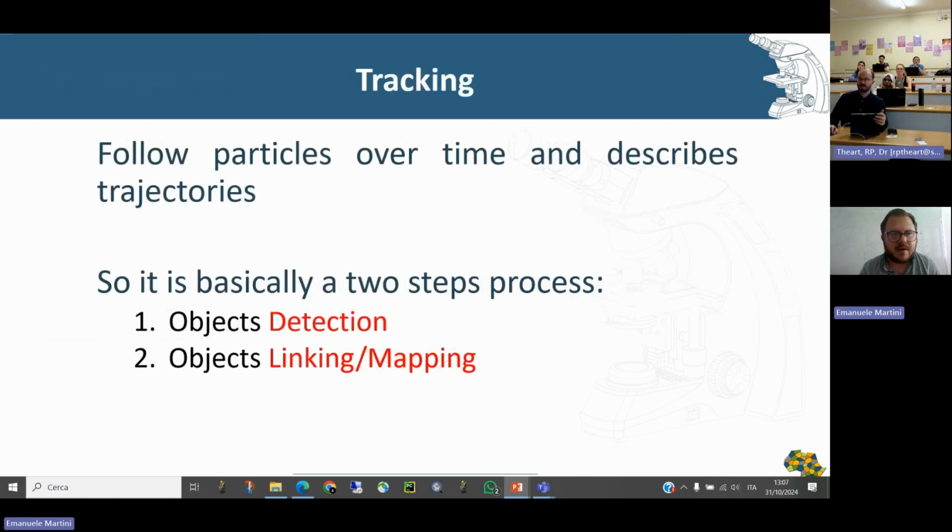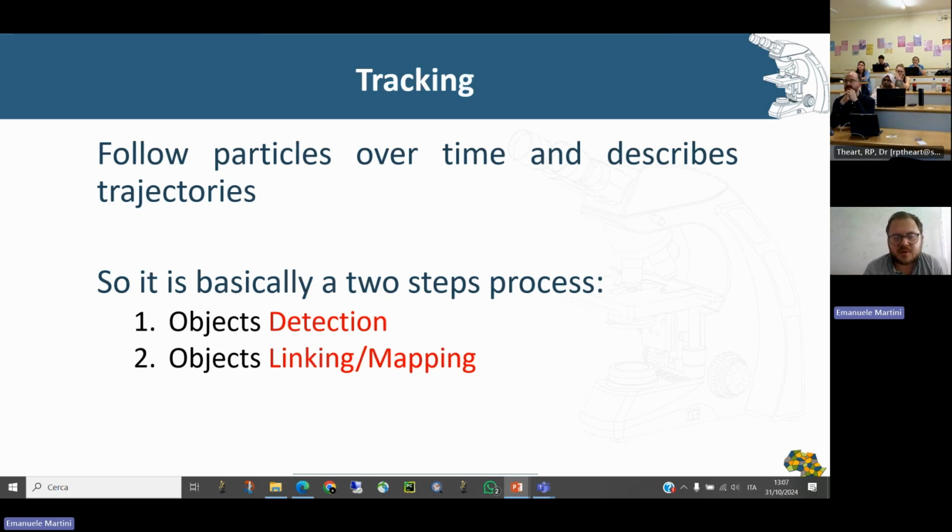Okay. So in the first part of these few slides, I will show you what tracking is. Tracking is basically following particles over time and describing trajectories. So it has a two-step process, as you can imagine. One step is where you detect and find the object. In our case it can be cells, but outside of the world of biology, when you see a CCTV camera and you want to follow people or cars, you have to detect the people, the cars. So your object of interest in our case will be most of the time cells and nuclei.